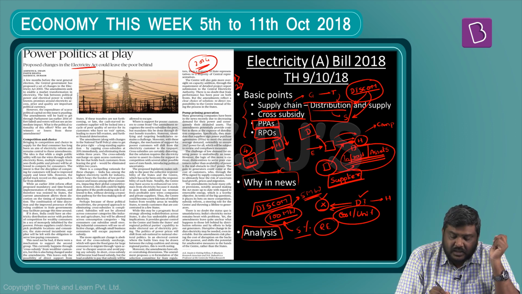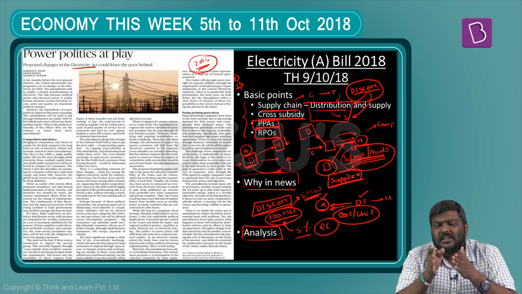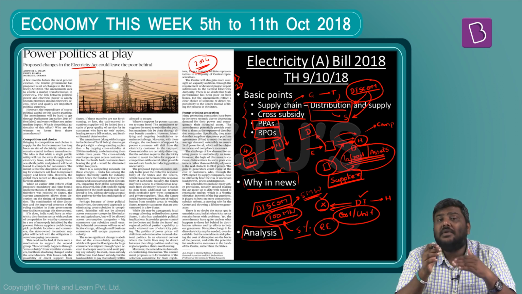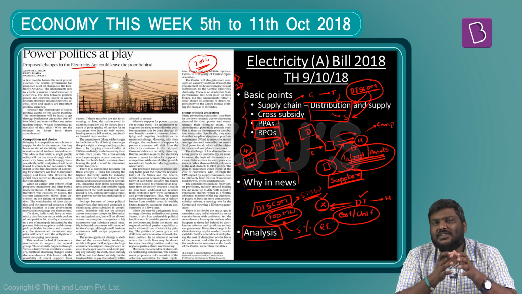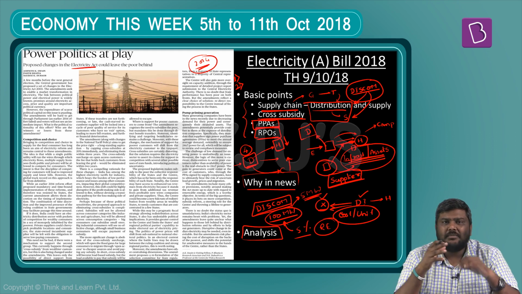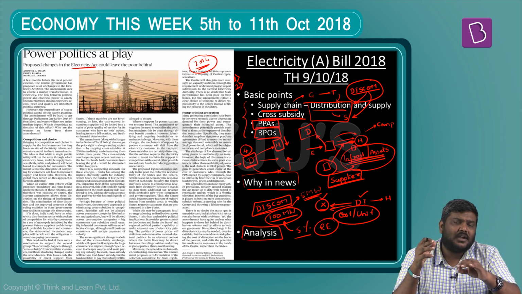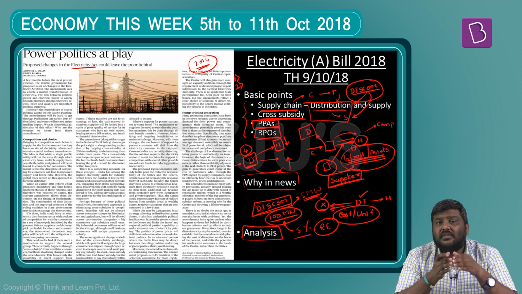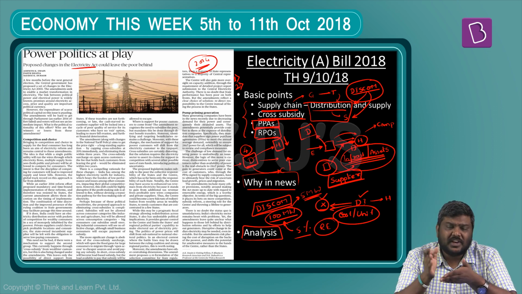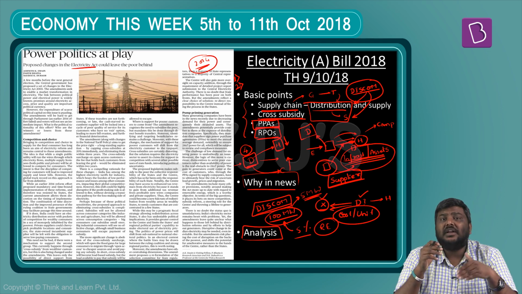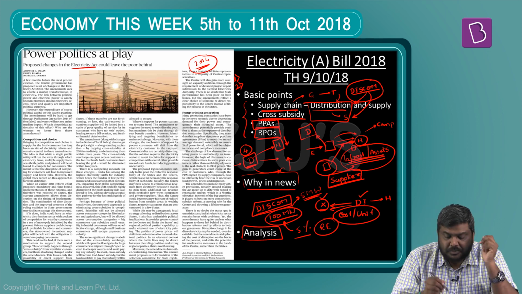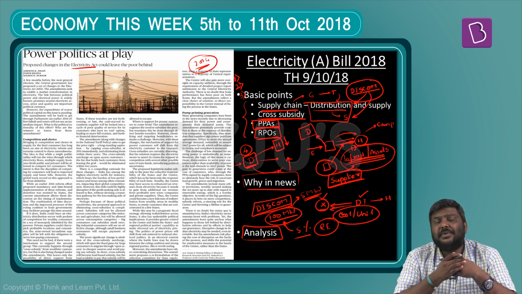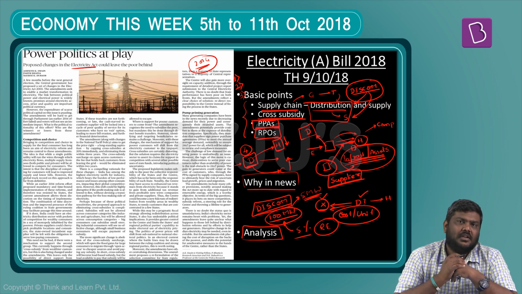Second one, it says that 24/7 electricity supply is an obligation on the DISCOM. The DISCOM is not doing any favor by supplying 24/7 electricity to the consumers in the market. And if the DISCOM fails in achieving this target of 24/7 electricity, then there will be a penalty imposed on it.